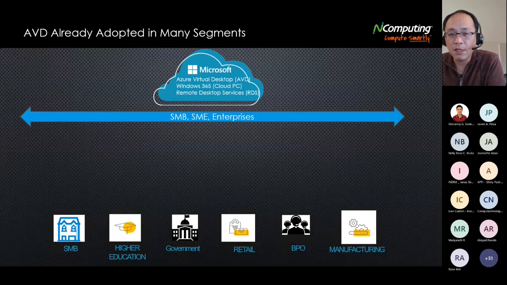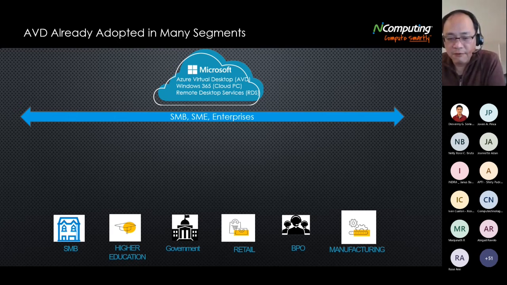So we see a lot of organizations, medium to even large organizations, moving or thinking about moving to AVD cloud, and they have POCs. Among the different sectors, for example, BPO is one of the very sizable markets. We are starting to see a lot of penetration in AVD.